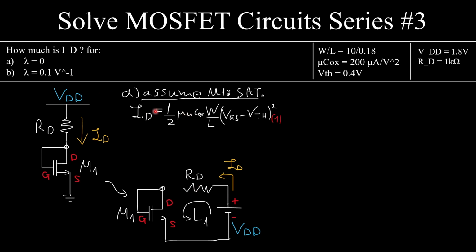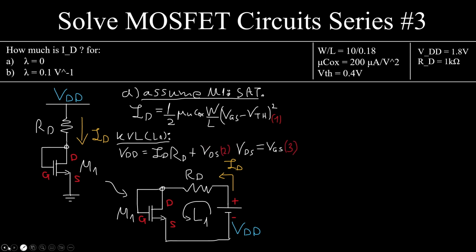Now, for us to find how much the current is for the case where we have channel length modulation and when we don't have channel length modulation, we'll start with when we don't, and we are going to take the equation from theory of the current from when we have saturation.